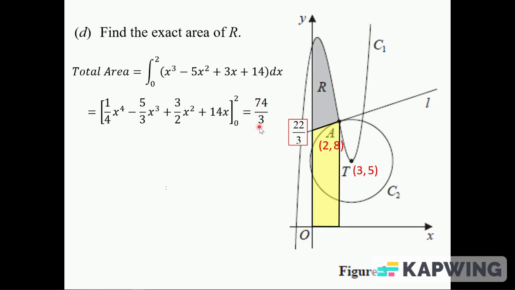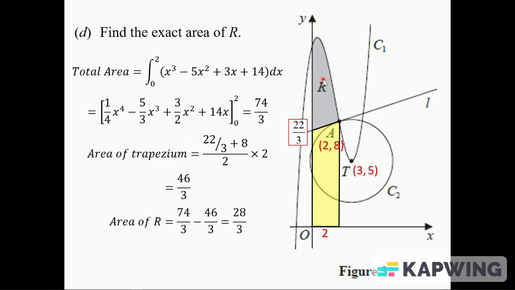That gives me 74/3. The area of the trapezium, well, I add the y values, divide by 2, then multiply by the height of the trapezium, which actually is the width really, and it's just that top line because the 2's cancel, and that gives you 46/3. And then to find R, just subtract them, 74/3 minus 46/3, which gives me 28/3.